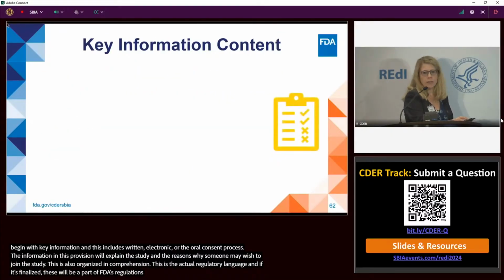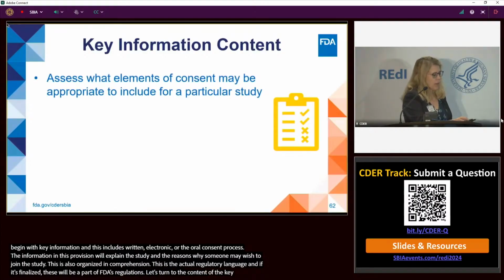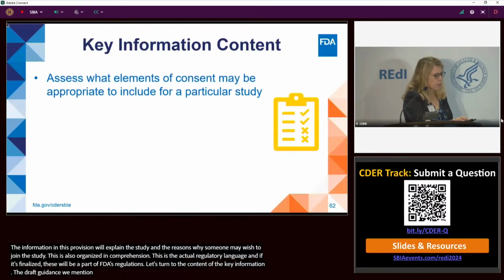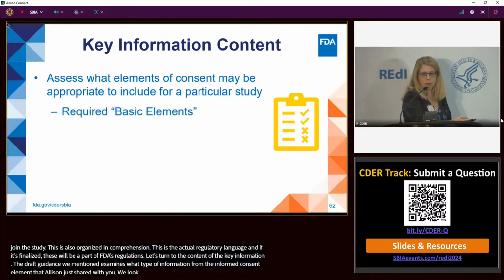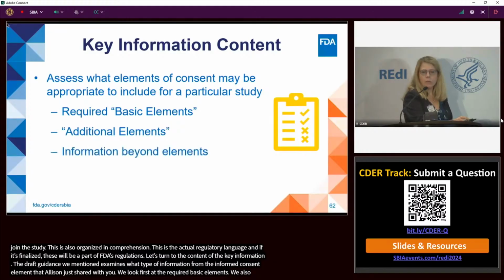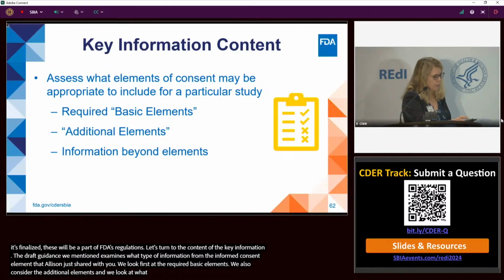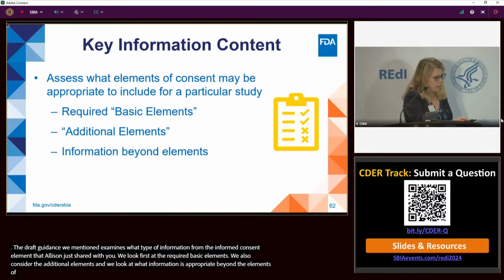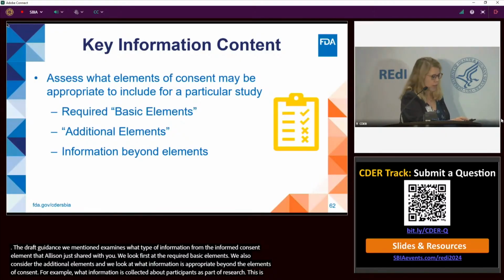Let's turn to the content of the key information. The draft guidance we mentioned examines what type of information from the informed consent elements that Allison just shared with you. We looked first at these required basic elements. We also considered the additional elements. And we looked at what information may be appropriate beyond the elements of consent. For example, what information is collected about participants as part of research if they're in a research registry study? That's an example that might be better for a registry study than a clinical trial.